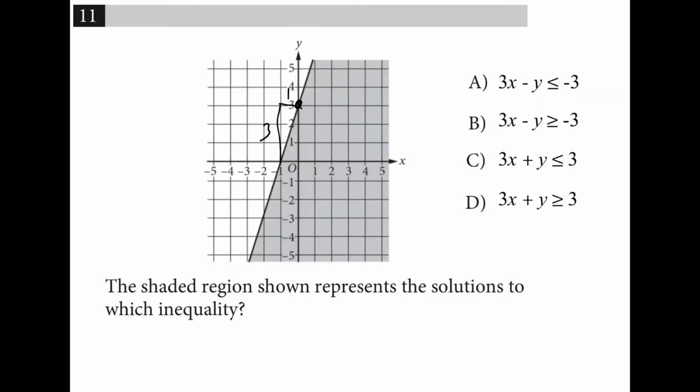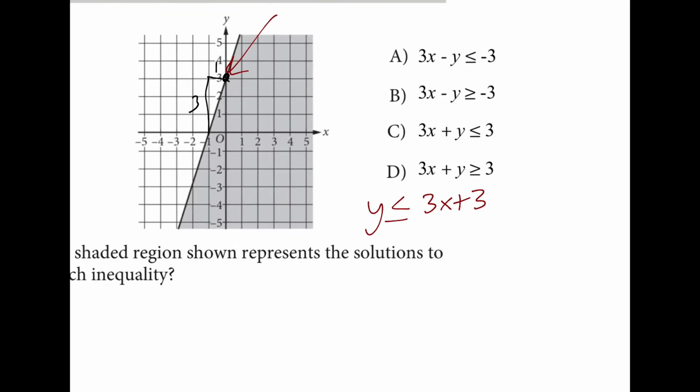Looking at this graph, the rise is 3, the run is 1, so the slope is 3. The intercept is here at 3. So y is less than or equal to 3x plus 3. Now this is written in standard form. So I'm looking and I see all the 3x's are positive, so I'm going to subtract y from both sides and subtract 3 from both sides. And this is what I get. Notice that the inequality is facing 3x minus y.